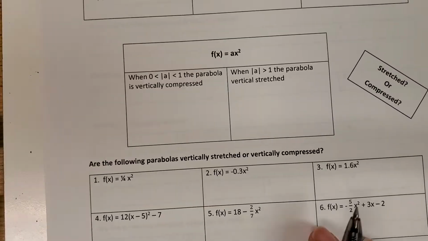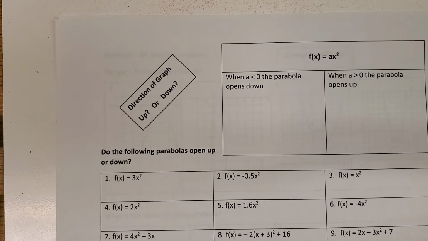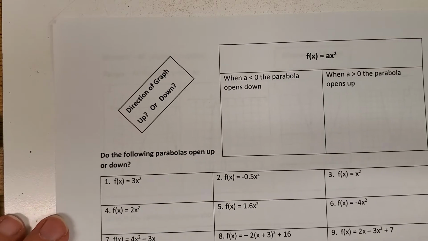All right. So there are different ways to look at an equation and tell what kind of parabola we have, whether it opens up or down, whether it's stretched or compressed. And we're going to first talk about what the direction of the graph is. How can you look at the equation, not the graph? Because if you're looking at the graph, you can tell whether it opens up or down. But if you're looking at the equation, how can you tell whether it opens up or down? And it's all about a.